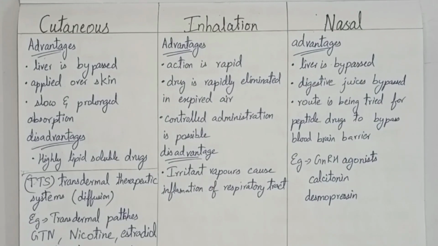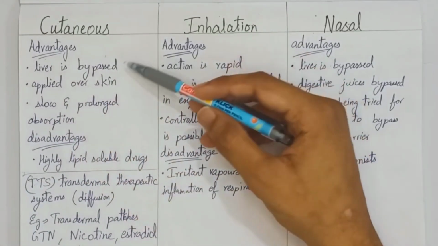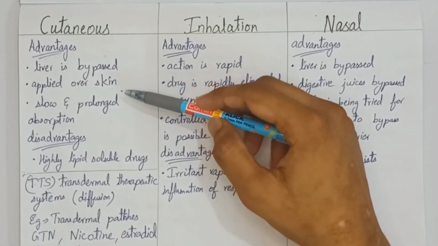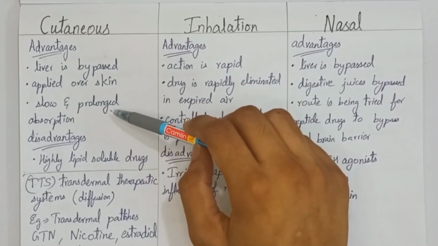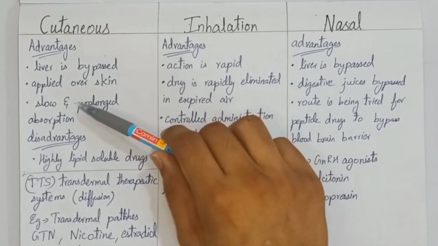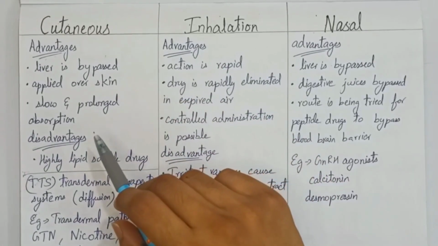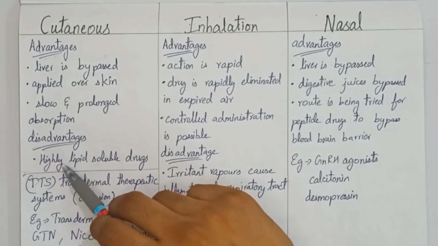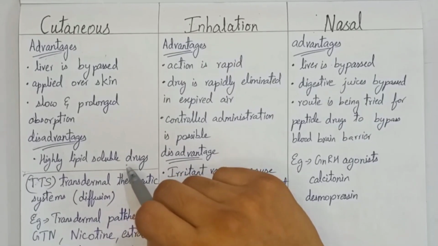Let's discuss the cutaneous route of drug administration. The advantages of the cutaneous route are: the liver is bypassed, it can be applied over the skin, and it has slow and prolonged absorption. The disadvantage is that only highly lipid soluble drugs can be given through this path.